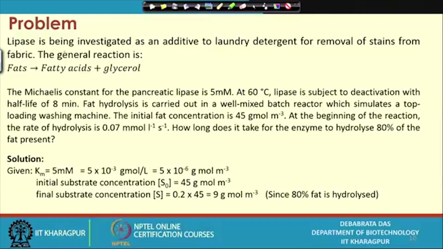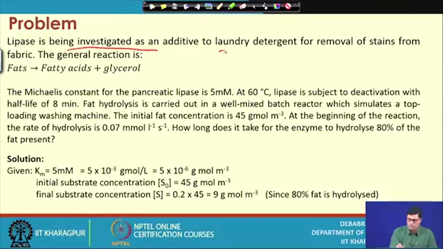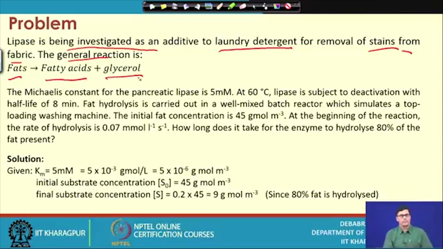Lipase is being investigated as an additive for laundry detergent for the removal of stains from fabrics. The general reaction is that fats, in the presence of lipase, produce fatty acid and glycerol. So this is the ester. I know you all know that fats are nothing but esters of alcohol and fatty acid. The Michaelis-Menten constant for the pancreatic lipase is 5 millimolar.